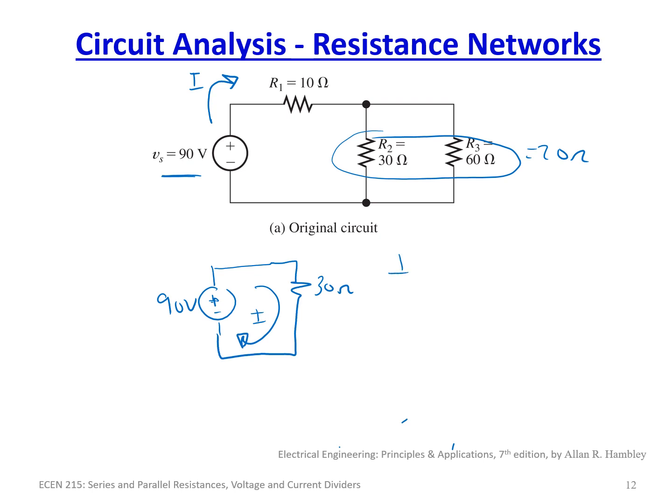So I is equal to V over R. We know V and we now know R. So we can replace this with 90 volts over 30 ohms, which is equal to 3 amps. That's it. You just did your first circuit analysis.